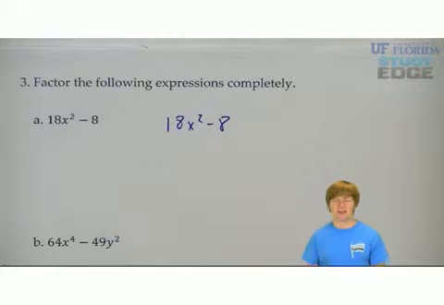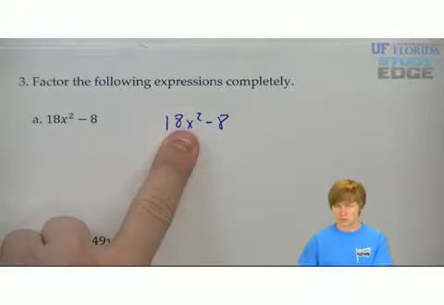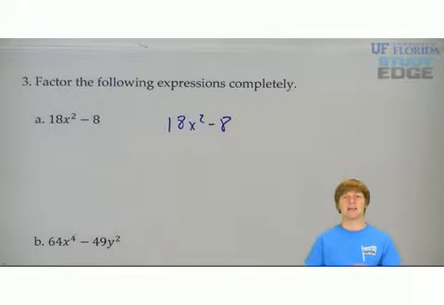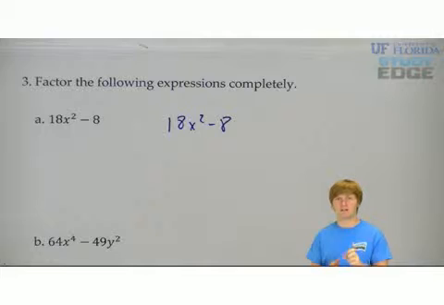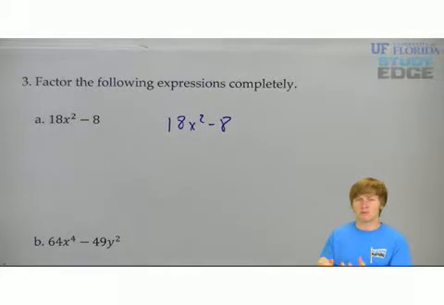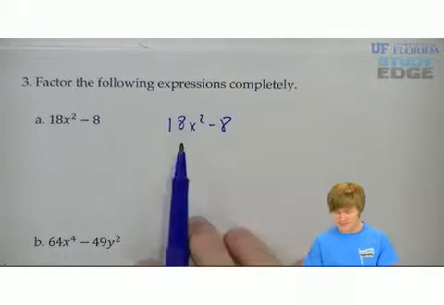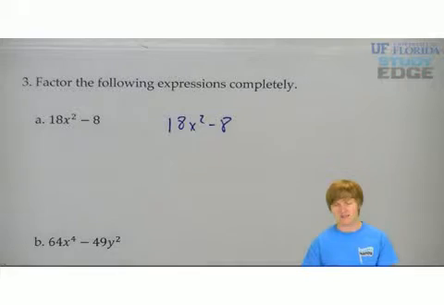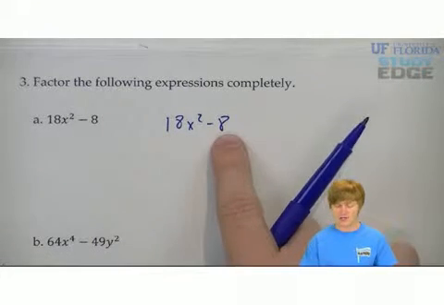So now what I have to ask myself is, for each one of these terms, 18x squared and this minus 8, is there a factor that each one of those share? Okay, that's my first step, because maybe I might be able to factor out something, and then I might have to realize a little bit more what else might be going on. So in this case, I have 18x squared, and I have this 8 right here. Is there a factor that both 18x squared and 8 share?